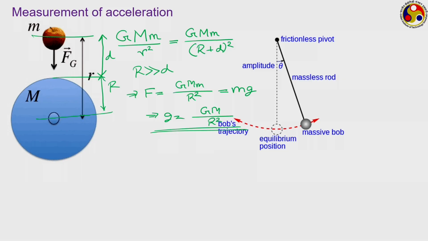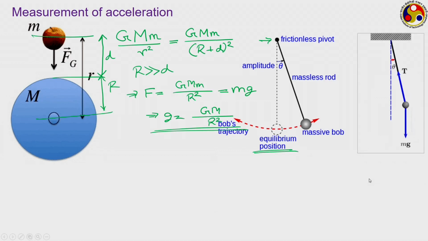Here we have a massive bob, which can be assumed to be a unit mass, connected by a massless wire or massless rod and fixed to this frictionless pivot. This is the equilibrium position for the bob, and when we put some force on it, it follows a trajectory to move something like this.